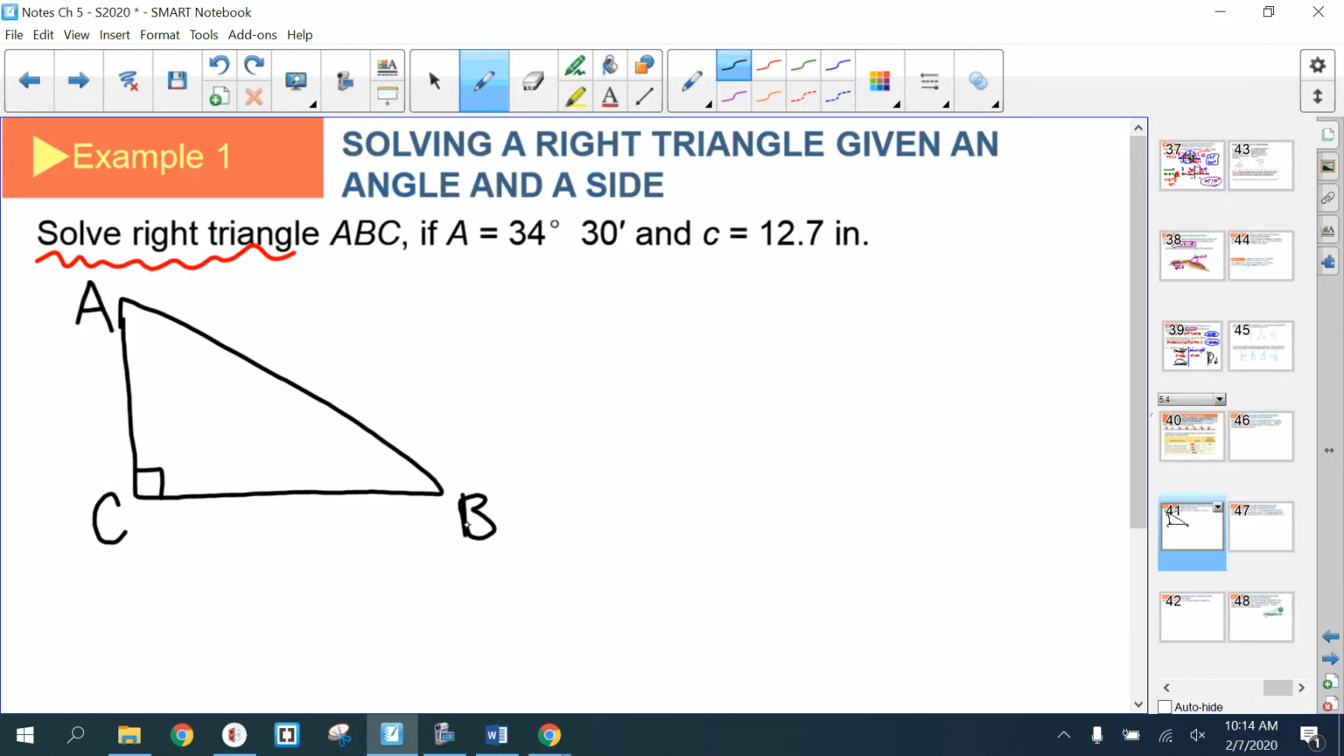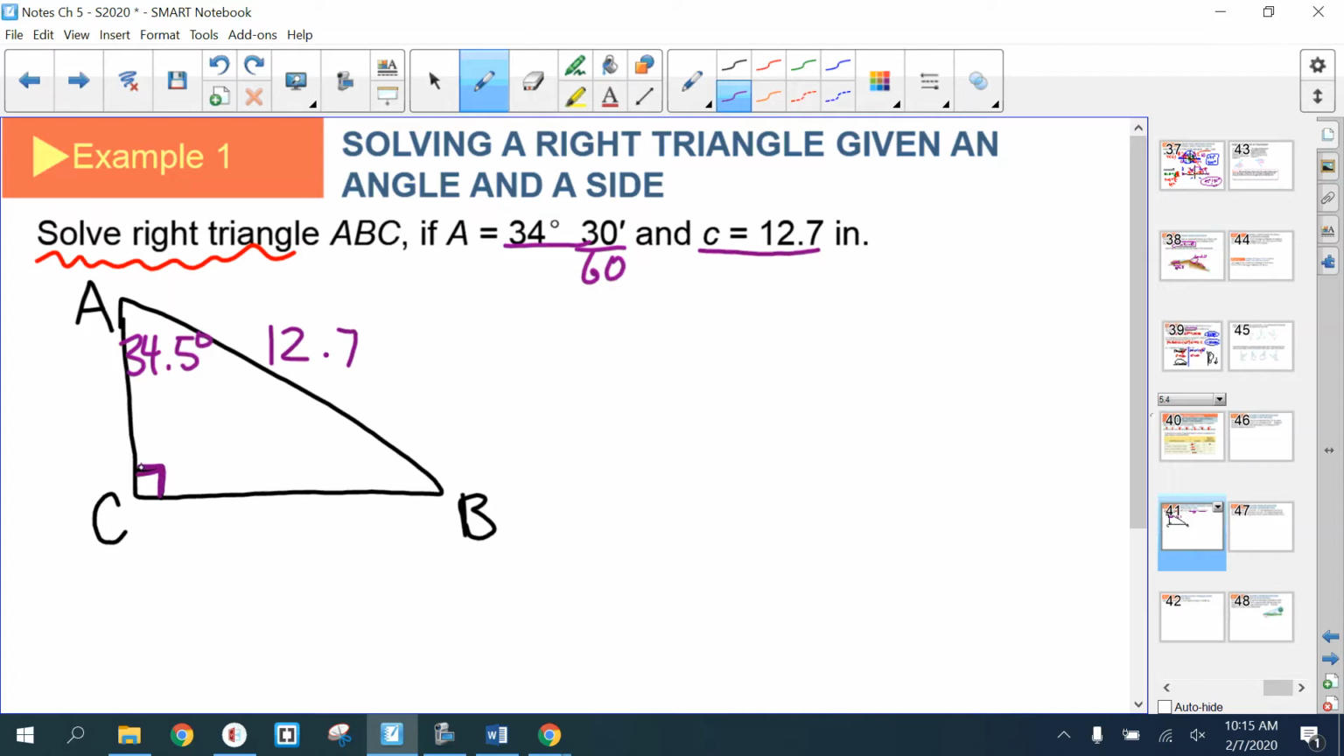What I would do is I would label the things that they give me. They give me angle A is 34 degrees and 30 minutes, okay? Remember, we would want to convert. That's going to end up being 34.5 degrees, okay? We don't have to convert that, but I think it's going to be easier for us if we do 34.5 degrees. And then side C has to be across from angle C, that's 12.7. I would go ahead and label everything that I'm given in the picture. So I've got angle A, I've got side C, and don't forget they gave you a right angle, so we've got this angle as well.